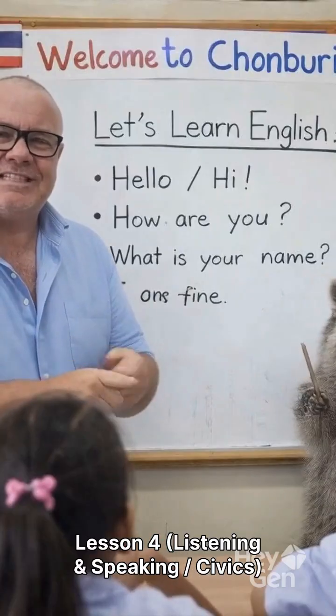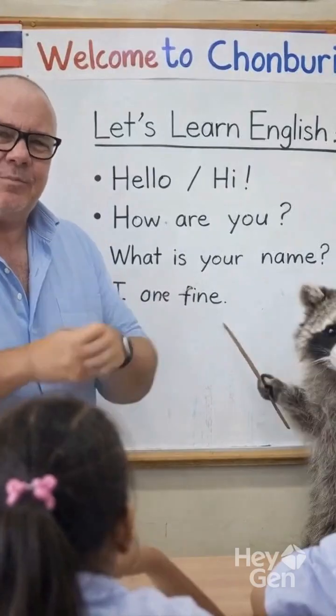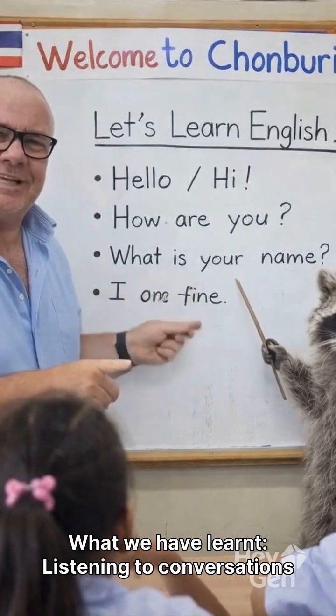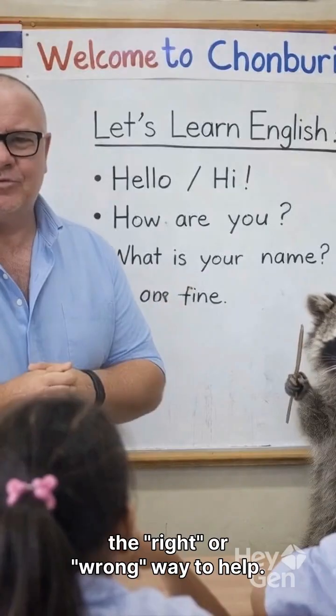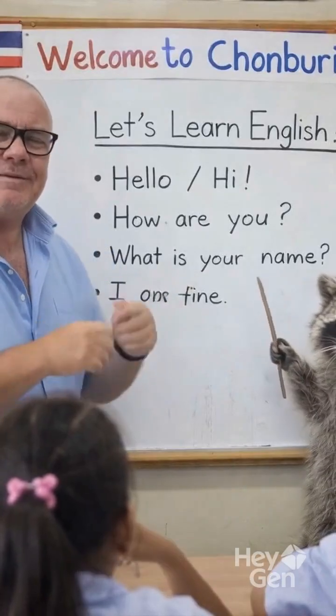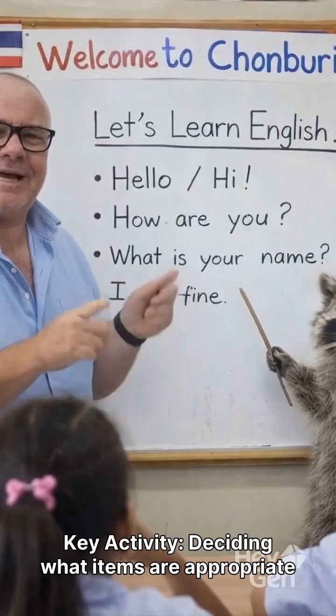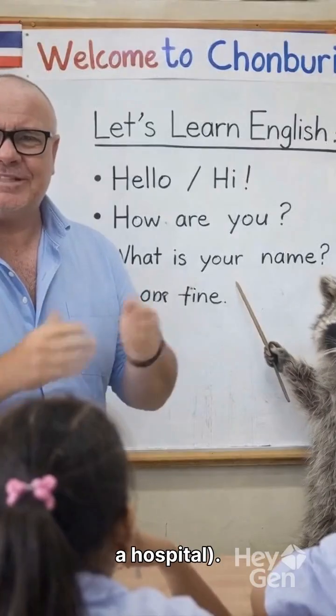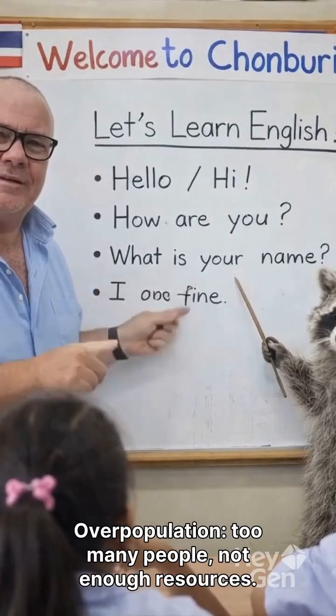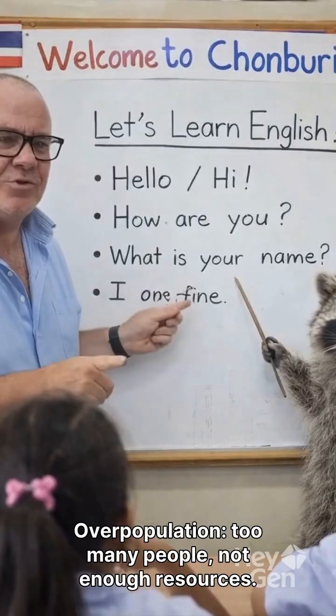Lesson 4, listening and speaking/civics. What we have learned. Listening to conversations about specific donations, food, money, and discussing the right or wrong way to help. Key activity: deciding what items are appropriate to donate, e.g., donating old books to a hospital. Overpopulation: too many people, not enough resources.